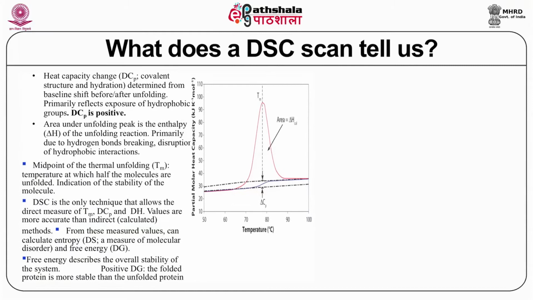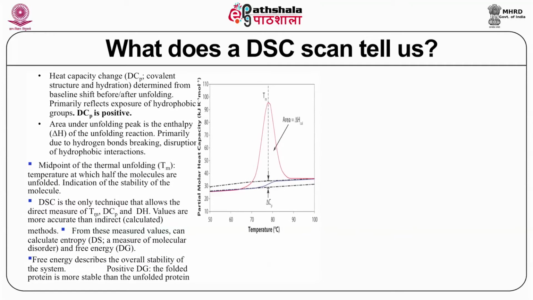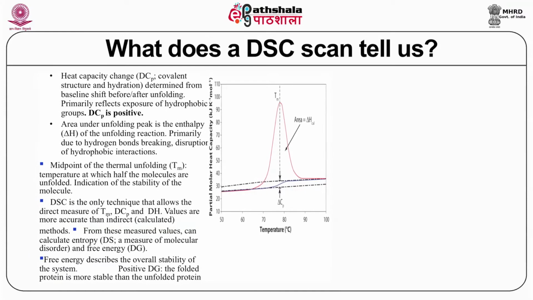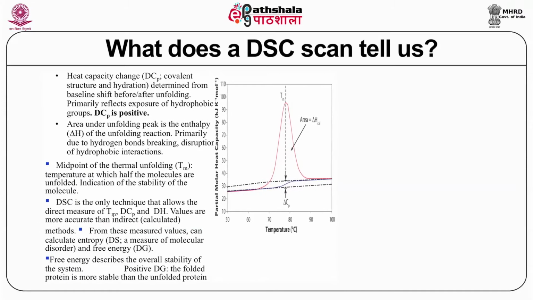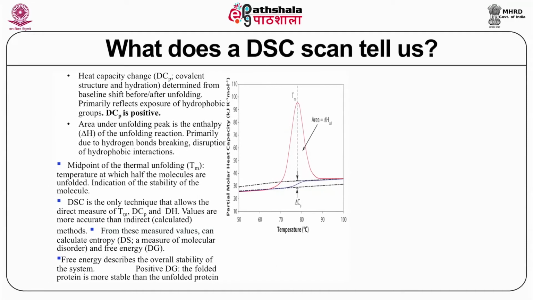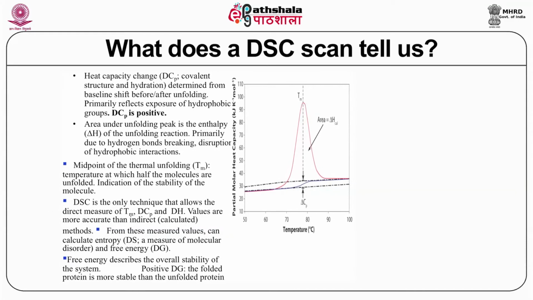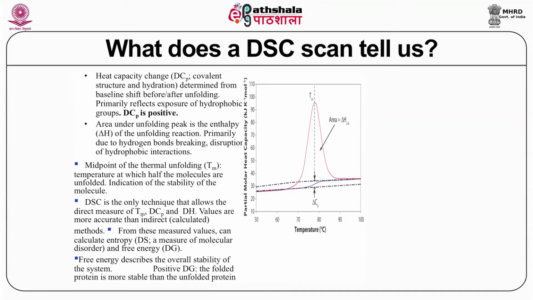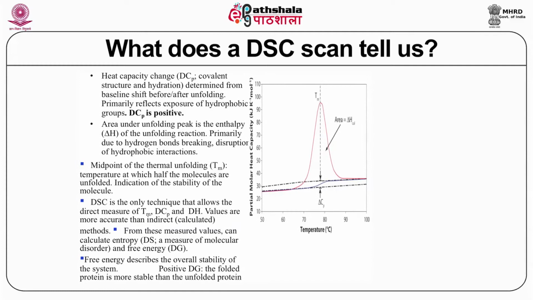Now, what does DSC actually tell you? The graph is shown here, a typical graph which is different from the ITC. The X axis is the temperature. As you change the temperature, what you are measuring is the partial molar heat capacity, in kilojoules, plotted on the y axis. So, you actually get a peak with a Tm, that is, the melting temperature.